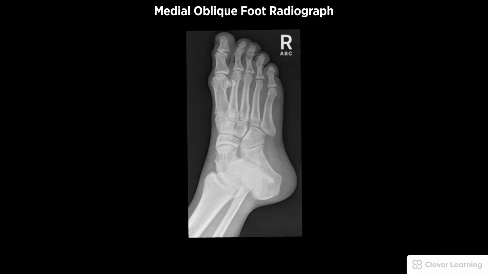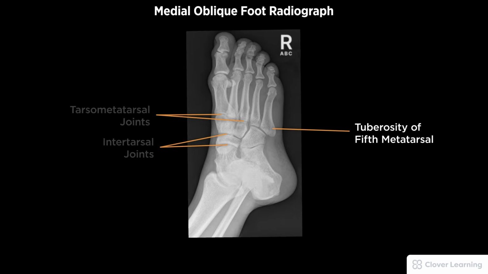A diagnostic medial oblique foot radiograph must be free of motion and a 30-degree rotation. Demonstrated anatomy to include the entire foot, tuberosity of the fifth metatarsal, lateral tarso-metatarsal, and intertarsal joints. Sinus tarsi with proper visualization of soft tissue and bony detail.